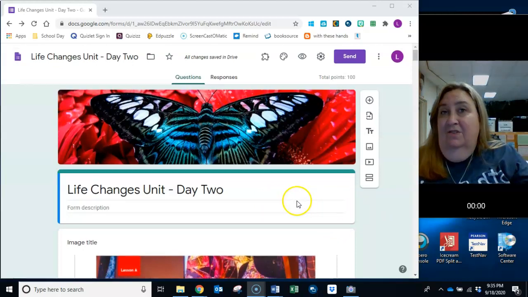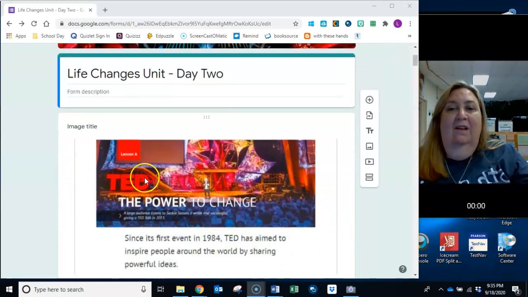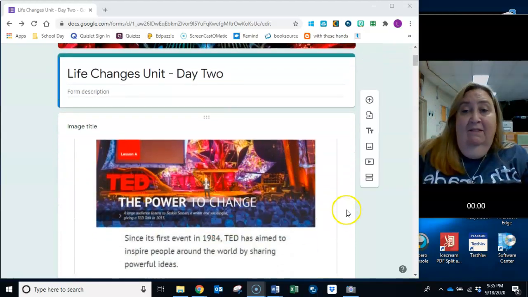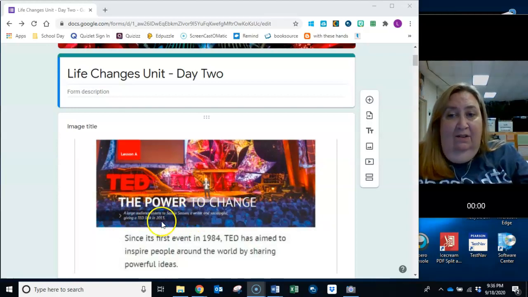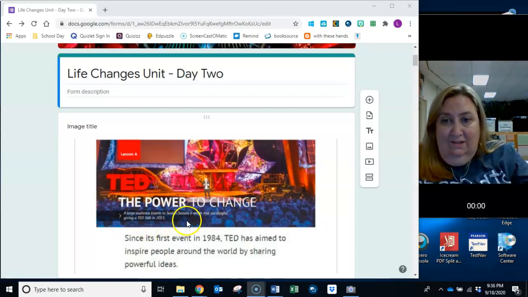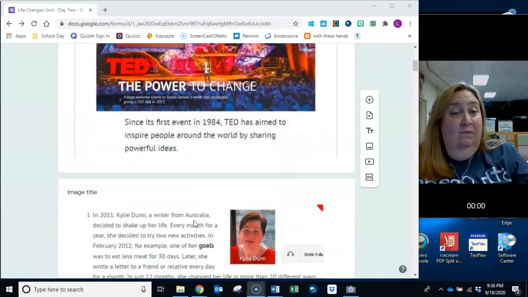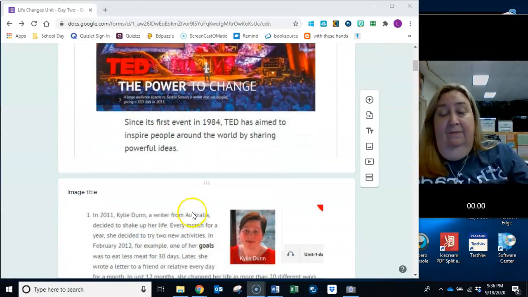We have Life Changes, unit day 2. Here's the picture we looked at yesterday, the title, The Power to Change. You'll recall this is the picture of a large audience listening to Saskia Sassens, a writer and sociologist, giving a TED Talk in 2013. Now let's read together. Please follow along while I read.